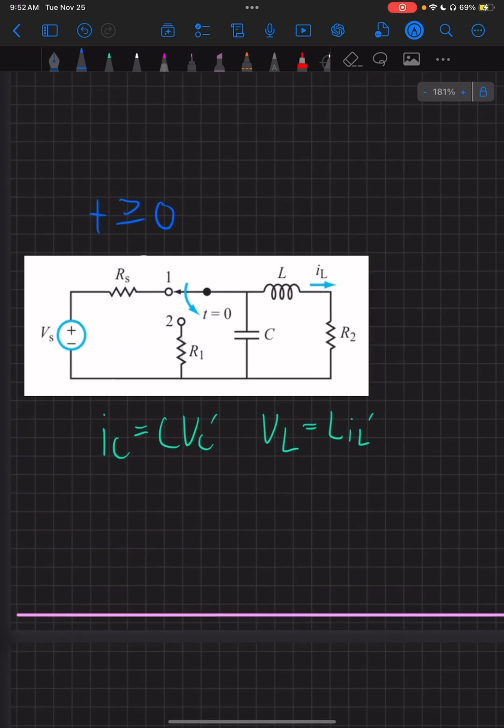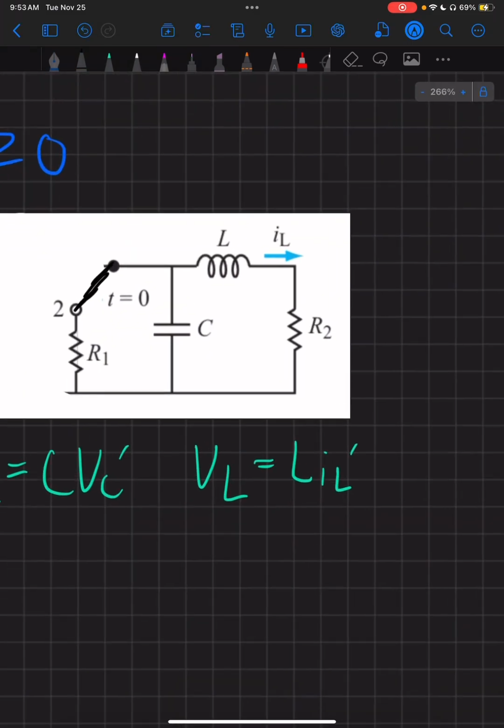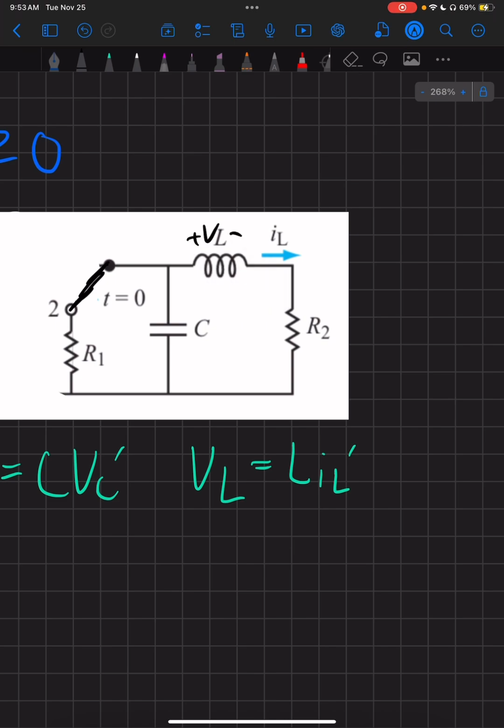Next, look for VO at 0. So we're going to do t greater than or equal to 0, where the switch goes from 1 to 2. It's going to look like this. The switch is like this, L is going to have VL plus or minus, and the capacitor is going to have VC plus or minus. And here you're going to implement KVL in this circuit.